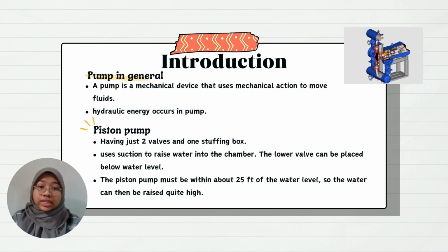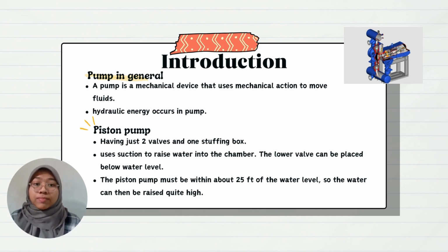Next, for piston pump. Piston pumps are often used in scenarios where high constant pressure is required, such as in water irrigation or supply systems. It only has two valves and one stuffing box. It also uses suction to raise water into the chamber. The lower valve can be placed below water level.